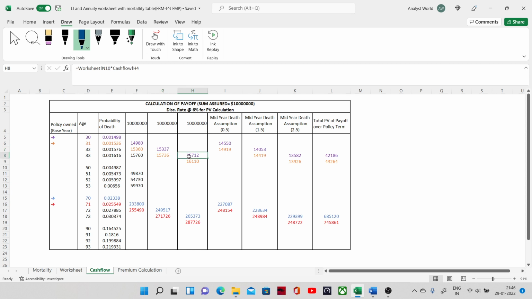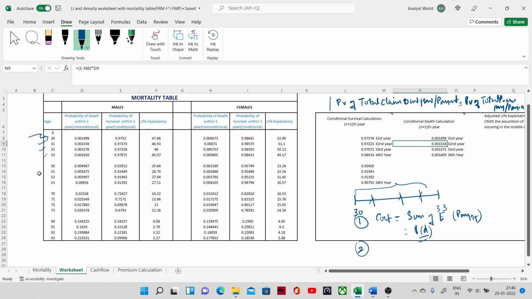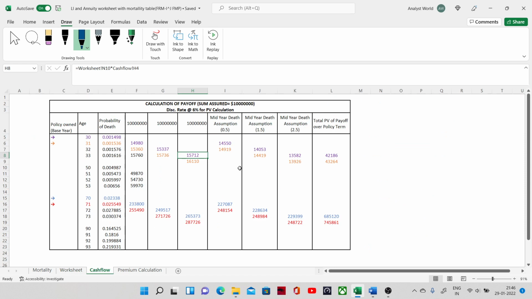Similarly, if you go to the third year, the probability of payoff is, again, worksheet N10 into cash flow into N10. So let's go to this N10. N10 is nothing but this particular thing, which is 1 minus N8 into 1 minus D9 into D10. Of course, this is the conditional probability of survival for the first year, the second year, and then there be a death in the third year, right? So this is the third year probability of death. Okay, so these are the expected payoff for a 3-year term policy for a healthy 30-year-old male, right?